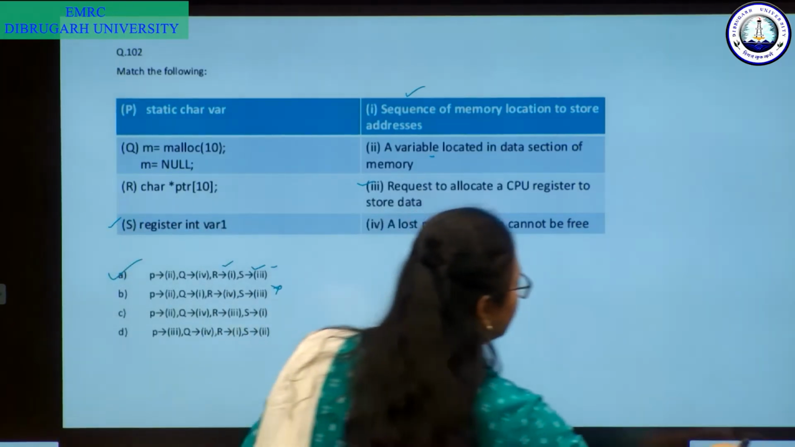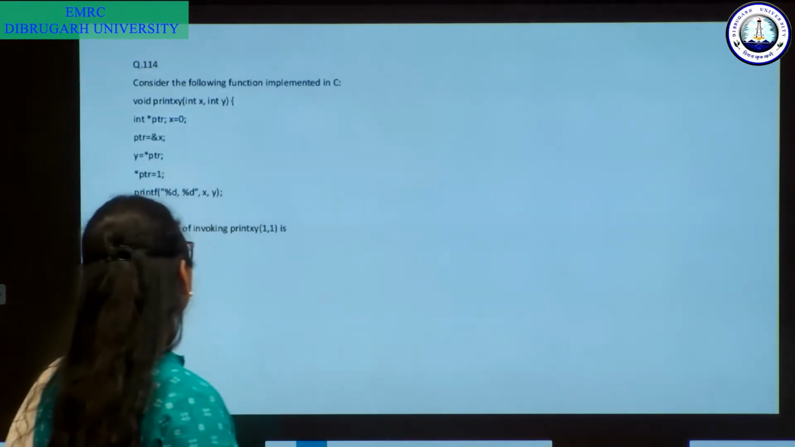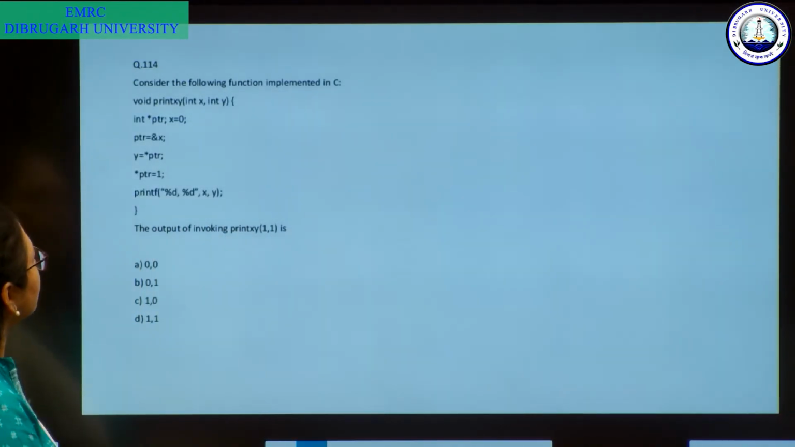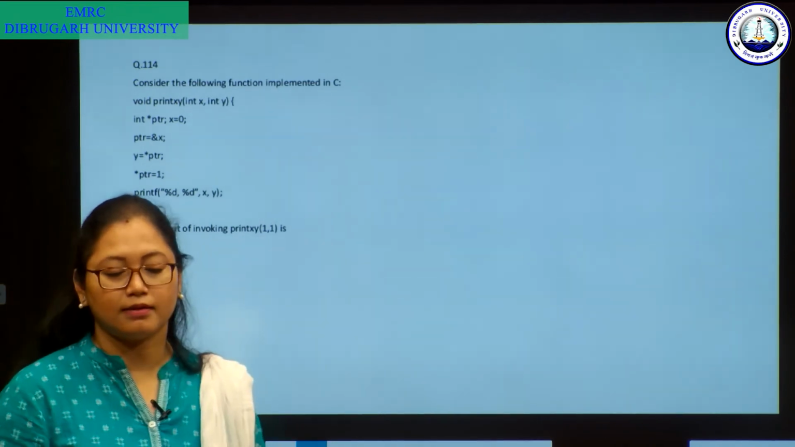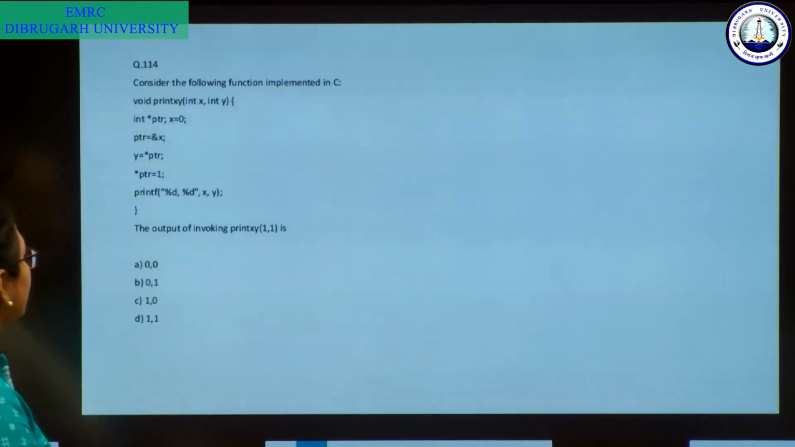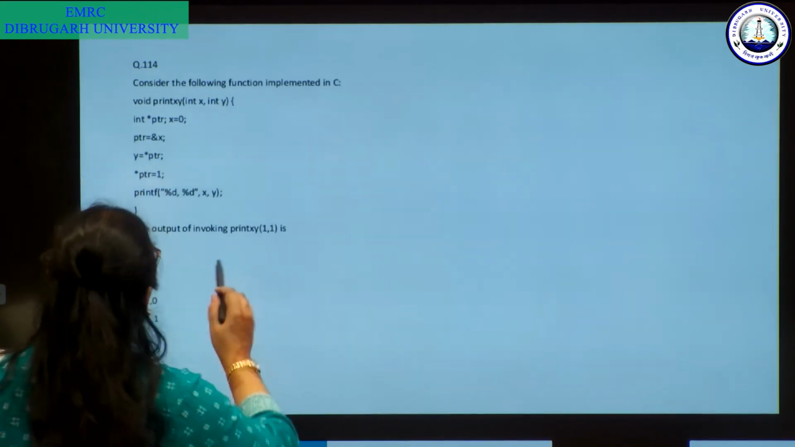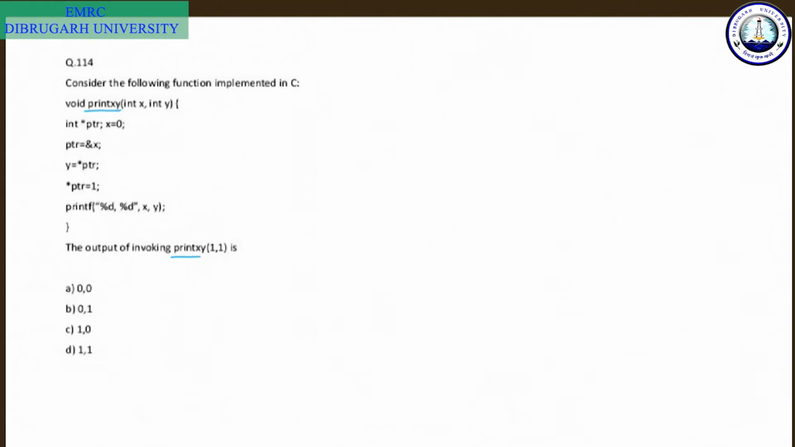Then going to the next question. So, here a C program is given to us, and we have to see what that particular function print xy gives as output. Okay. So, you can see here, print xy 1 comma 1. So, here we have to see this one with this one with this one.